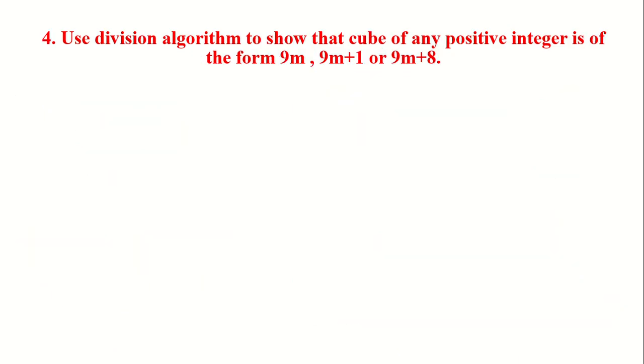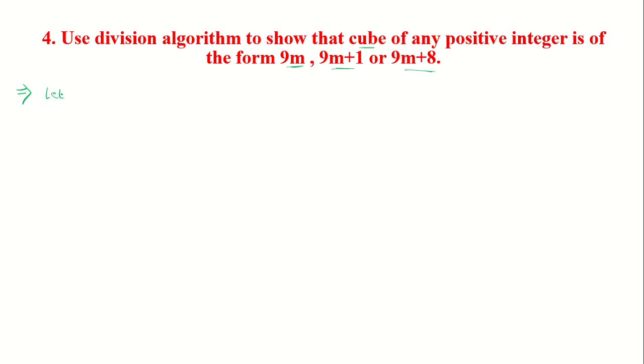Look at the fourth question. Read out the question. What is the question here? Use division algorithm to show that the cube of any positive integer is of the form 9m, 9m plus 1, 9m plus 8. So in the third question, we did the square of the positive integer. In the fourth question, we are doing that positive integer's cube. Very similar to the third question, the fourth one is just, in place of a square, you need to do a cube. So the solution is here.